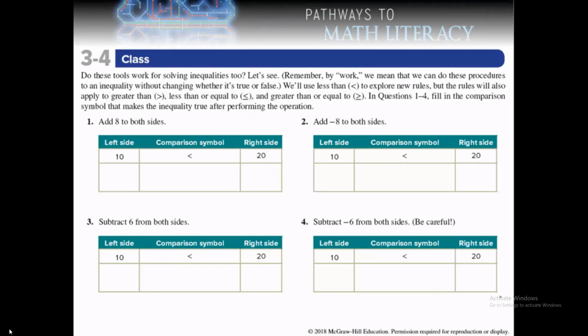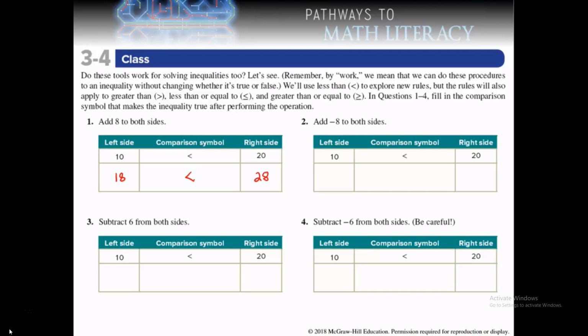Here we're looking at what happens when you have an inequality and you do arithmetic operations to it. So in question 1, we have 10 is less than 20, and we're asked to add 8 to both sides. So if I do 10 plus 8, I get 18. And 20 plus 8 is 28. And then comparing those, 18 is less than 28. So adding something to both sides does not change the direction of the inequality.